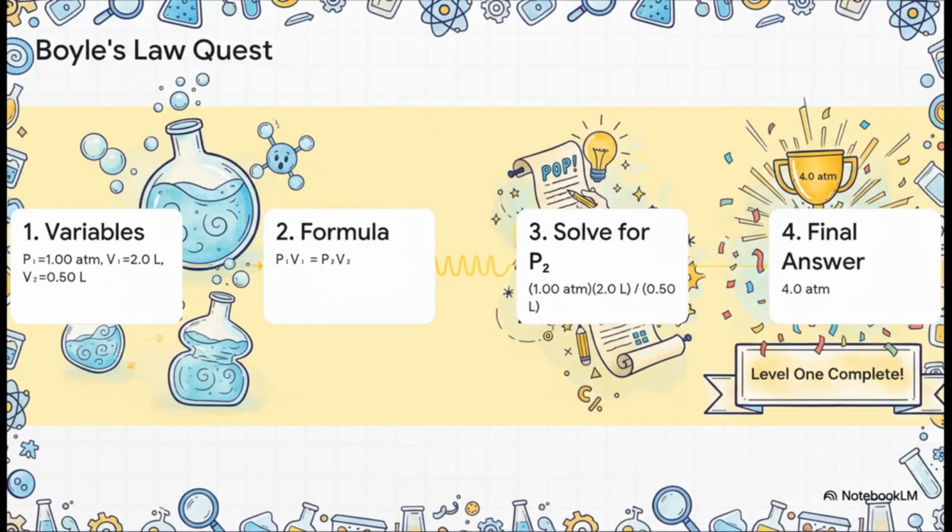All right, time for a little mini quest to test your skills. We've got a gas at 1 atmosphere of pressure sitting in a 2-liter container. Then we compress it. We squish it down to just half a liter. So what's the new pressure going to be? Well, first we identify our stats. P1 is 1 atm, V1 is 2 liters, V2 is 0.5 liters. We're looking for P2. So we just plug those numbers into our formula, do a little bit of math, and voila! The new pressure is 4 atmospheres. Makes sense, right? We cut the volume down to a quarter of what it was, so the pressure shot up by 4 times. Level 1, complete.